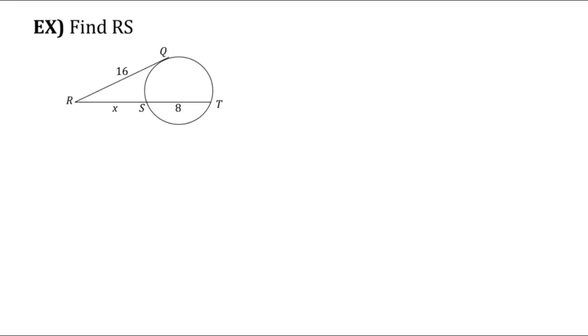So here we need to find RS. So again, we're going to do tangent squared is equal to external times whole secant. So that's going to be 16 squared is equal to my external piece, x, and then my secant is x plus 8. When I distribute, I get 256 is equal to x squared plus 8x.